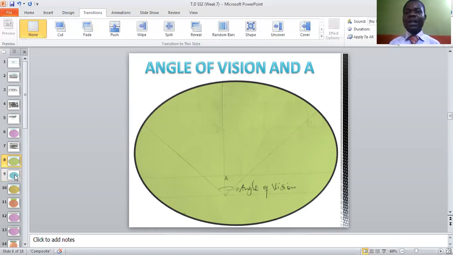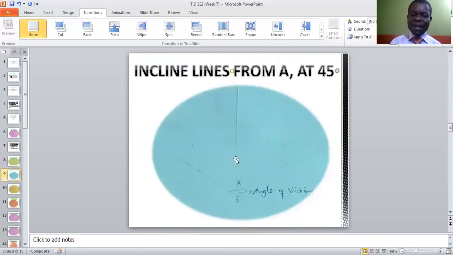After that, what next do you do? You project at 45 degrees. Take a perpendicular incline line and an incline line here.